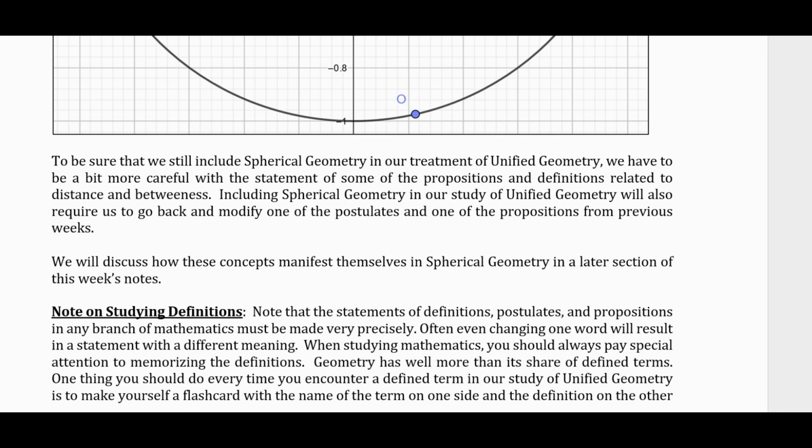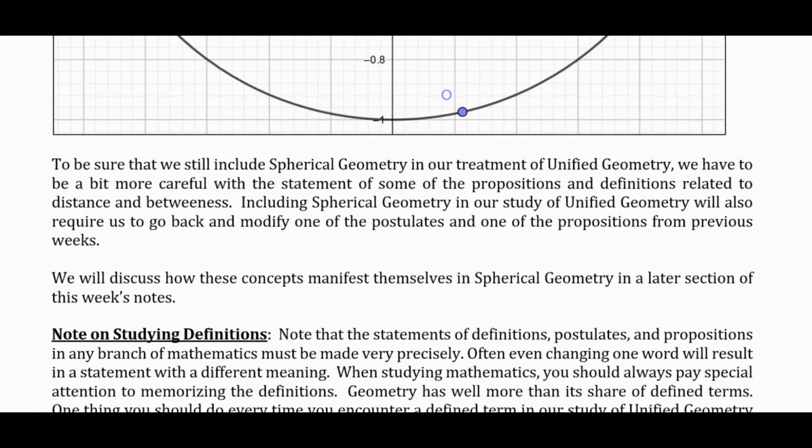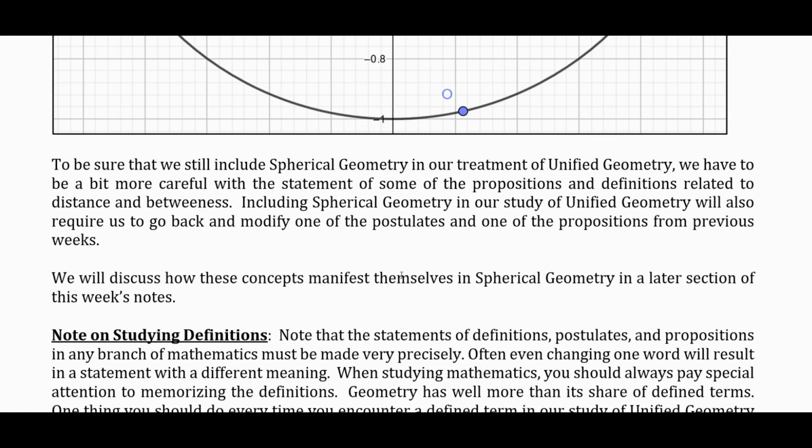So to be sure that we still include spherical geometry in our study of unified geometry, we have to be a bit more careful with the statement of some of the propositions and definitions related to distance and betweenness. Including spherical geometry in our study of unified geometry will also require us to go back and actually modify one of the earlier postulates and one of our earlier propositions from previous notes. Okay? And we'll discuss how these concepts manifest themselves in spherical geometry as we get going a little bit further on down here.